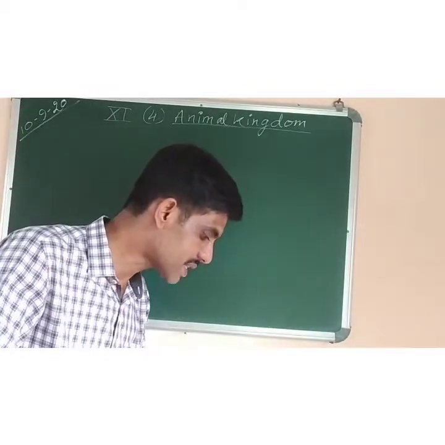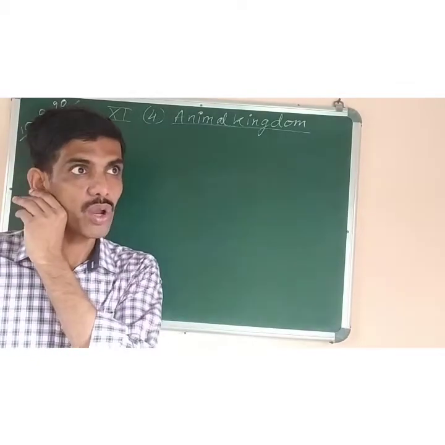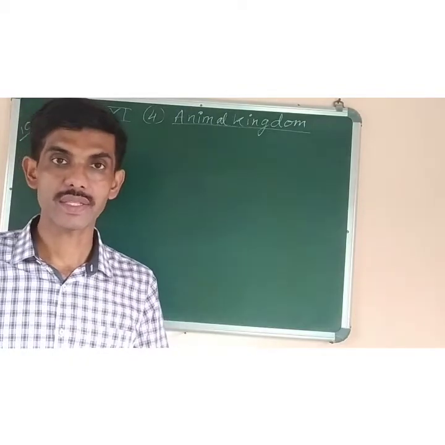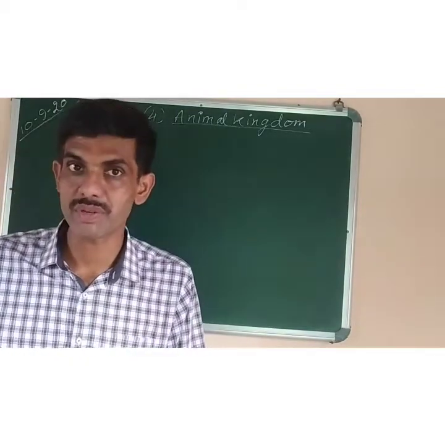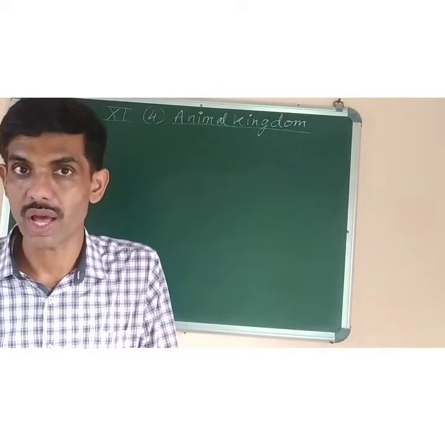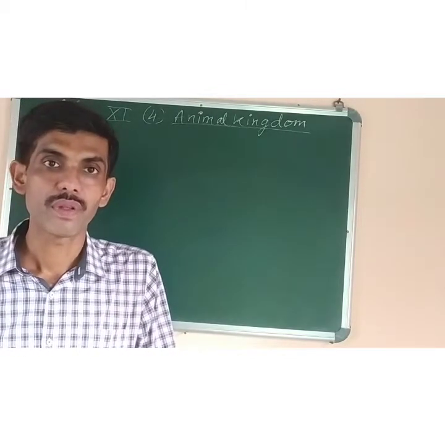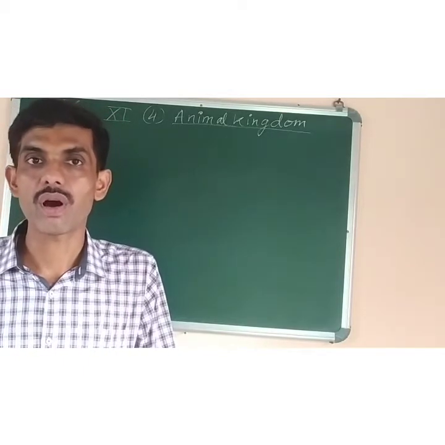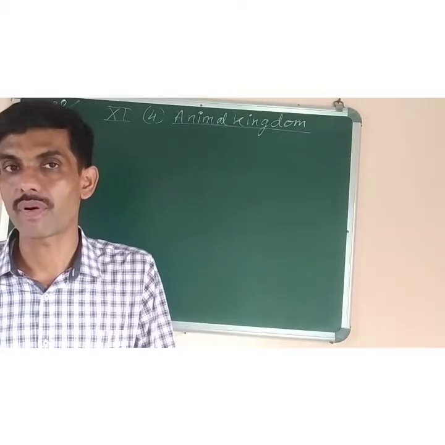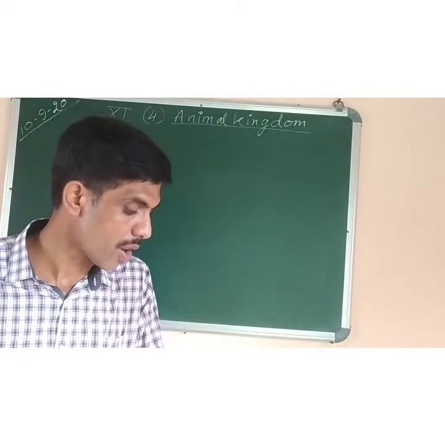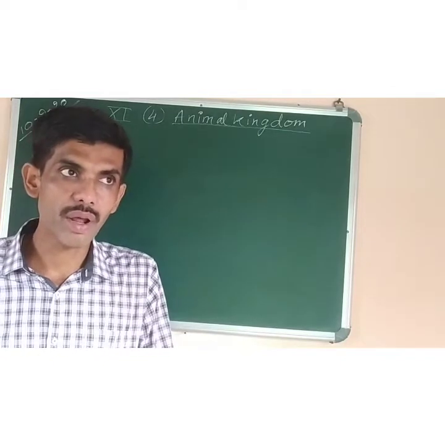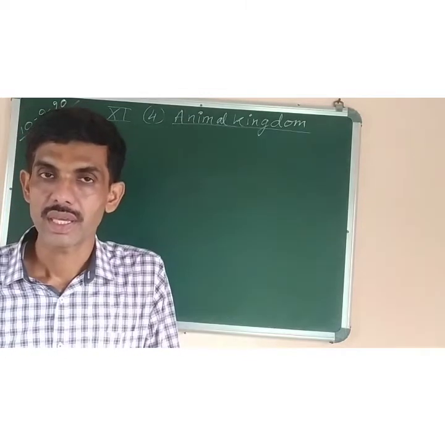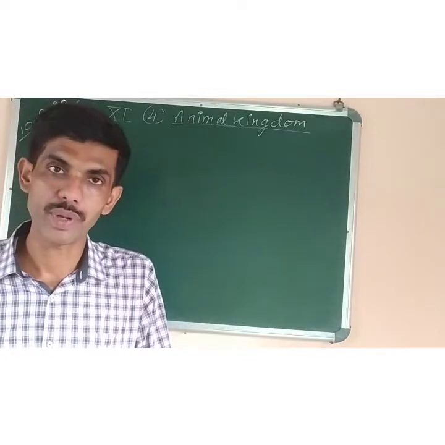Like, what is the basis of classification? Basis means on which points we divide the animals into different categories. The answer is on the basis of symmetry, body symmetry, whether the body can be divided into two equal halves or not. On the basis of the presence of coelom, whether the animals are coelomate, acoelomate, or they are pseudo-coelomate, that is, they have the false body cavity. On the basis of their number of germ layers, whether they have two germ layers, they are diploblastic. If they have three germ layers, it is called triploblastic.